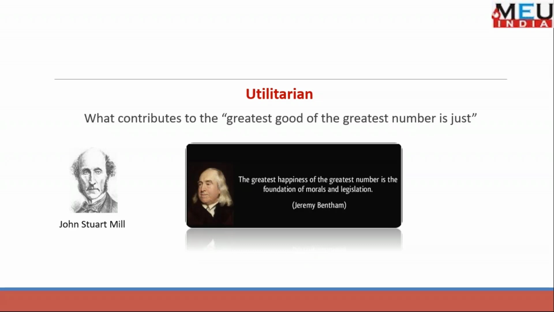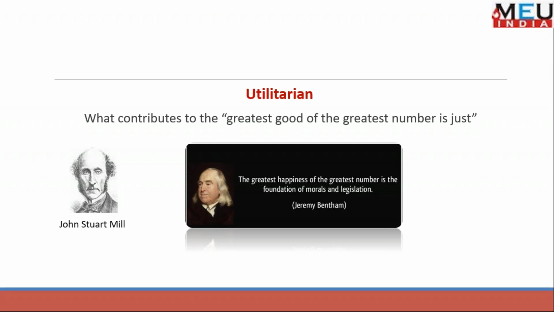Then this is a very common principle that you see in resource allocation. It is called the utilitarian principle or utilitarian type of justice. It was propounded by John Stuart Mill and Jeremy Bentham. They said, whatever contributes to the greatest good of the greatest number is just.